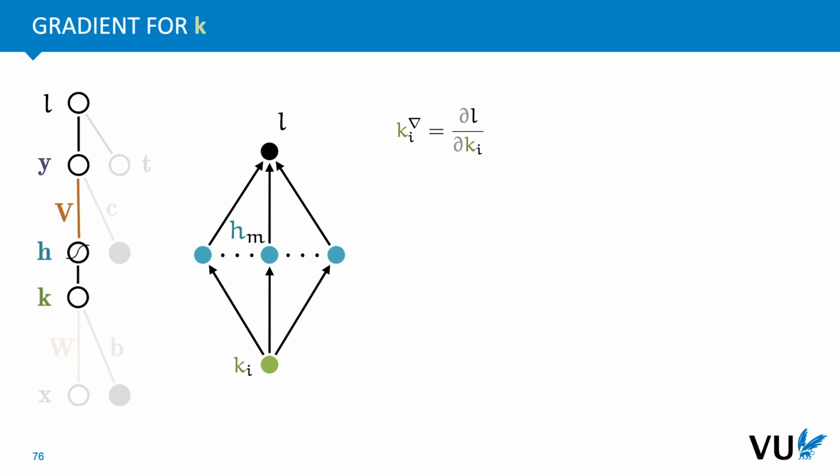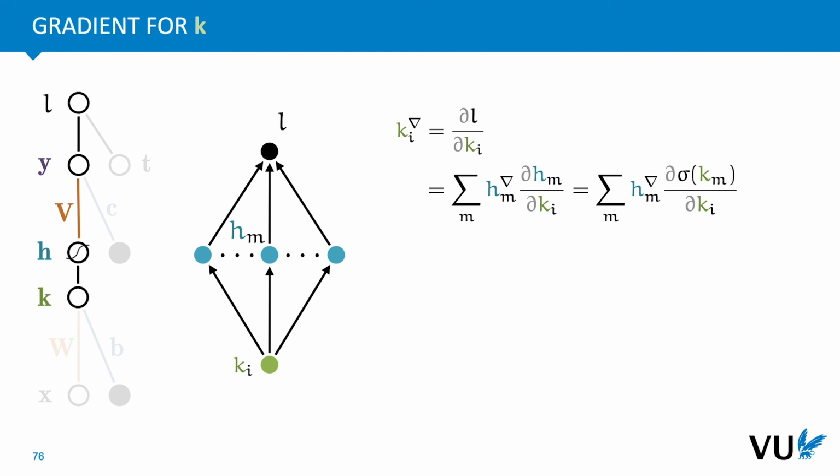We start in scalar terms, so the ith element of k nabla is the derivative of the loss over ki. We apply the multivariate chain rule and fill in what we already know, which is the h nabla that we worked out last time. And we're only interested in the factor on the right, which is hm over ki. We fill in the definition of hm, which is the sigmoid function applied to km. We note that, again, in this sum, all terms are 0 except for one, which is when i is equal to m. So we isolate that term and replace all the m's by i. And the derivative of sigma ki over ki is simply the derivative of sigma at ki.